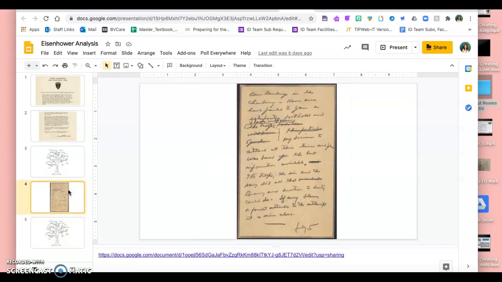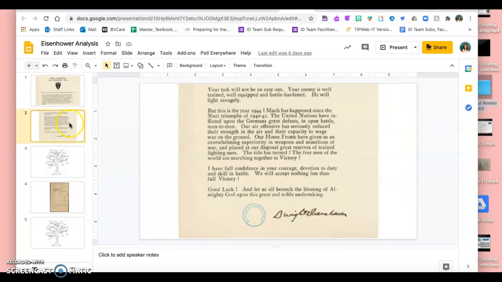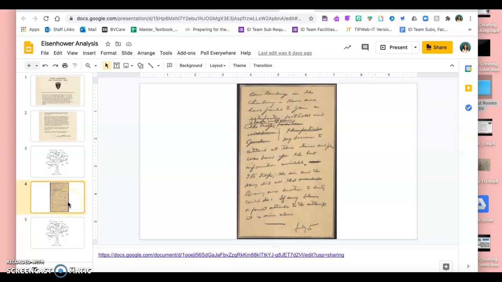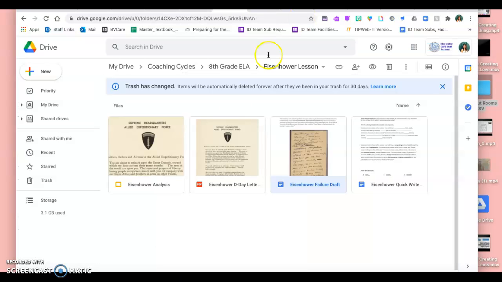Once students have spent some time analyzing the tone in both texts, the initial speech that he gave to soldiers and the draft that was never released because we actually were successful at D-Day, that might be important to share with students as well so they understand the context of the history. Then this is where students are going to begin their writing process.